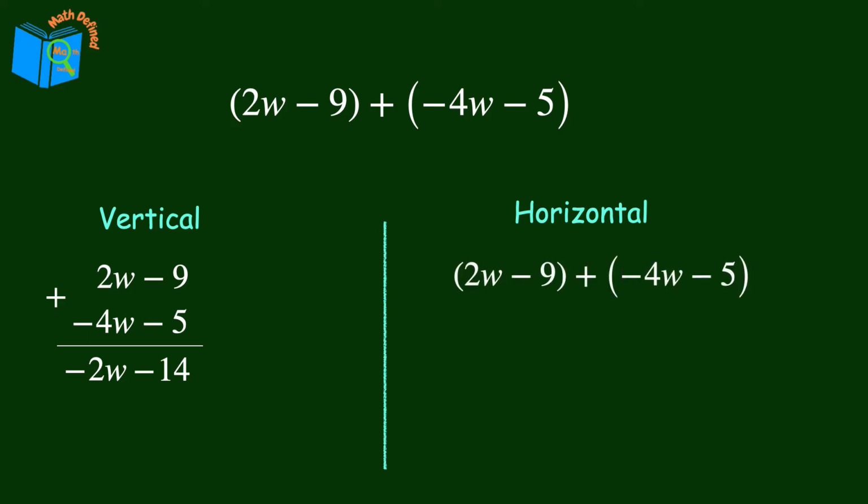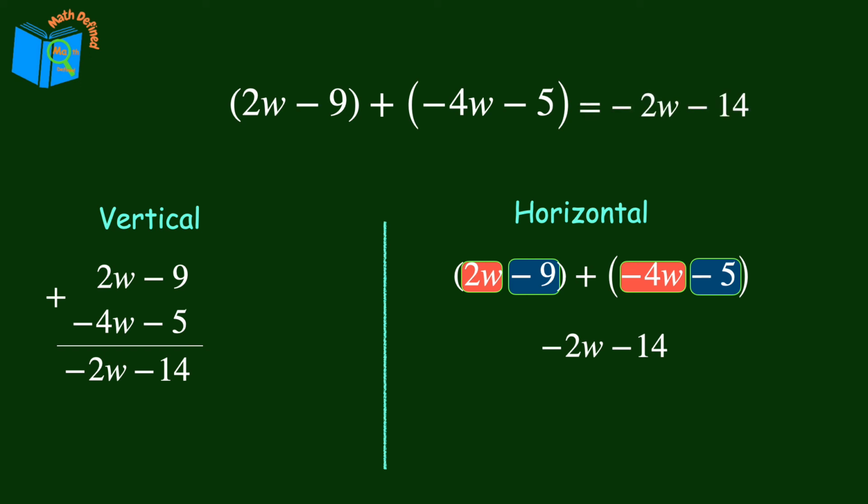Now let's use the horizontal method. I bring down the entire expression and then identify the like terms. The terms 2w and negative 4w are like terms, and 2w plus negative 4w is negative 2w. The constants, negative 9 and negative 5, are also like terms, and negative 9 plus negative 5 is negative 14. Again, using either method, we were able to simplify this linear expression using addition, resulting in negative 2w minus 14.